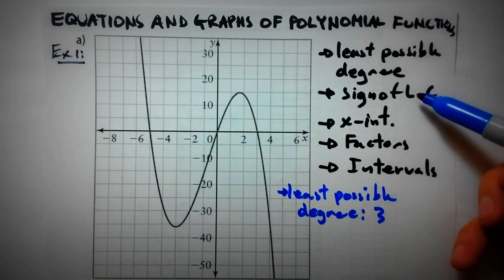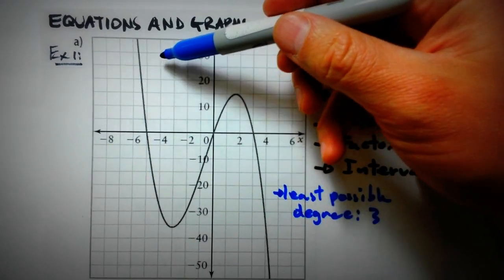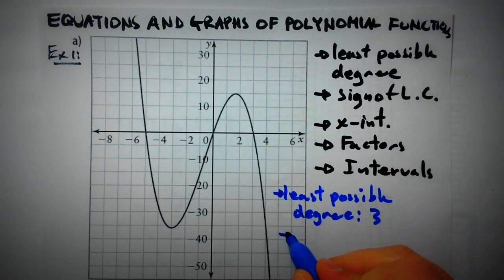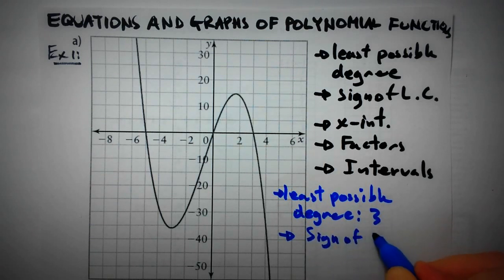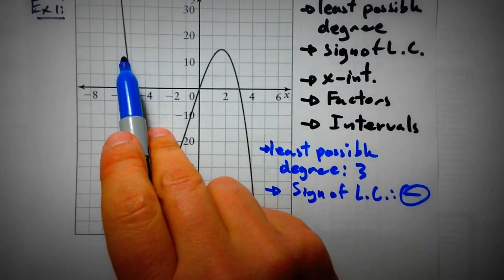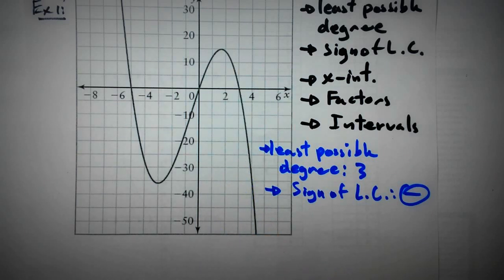The next thing is the sign of the leading coefficient. If we know that it's an odd degree function and it starts in quadrant 2 and ends in quadrant 4, then immediately we know that the sign of the leading coefficient is going to be negative, right? Because we see that it begins from quadrant 2 to quadrant 4. If you need to review the previous videos, you should do so.